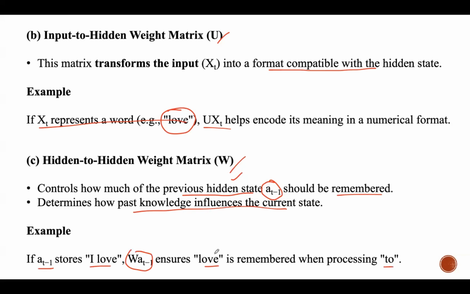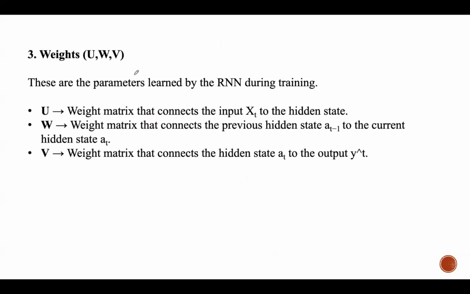Then we have the weight matrices, represented with U, W, and V. So this U is nothing but the input to hidden weight matrix, right? It maps the current input to the hidden state. And the shape of this will be H comma D, where H represents the hidden units and D represents the input features. It determines how much the current input influences the hidden state.